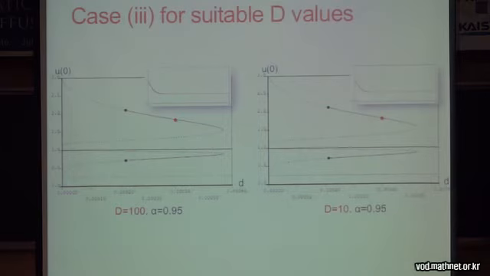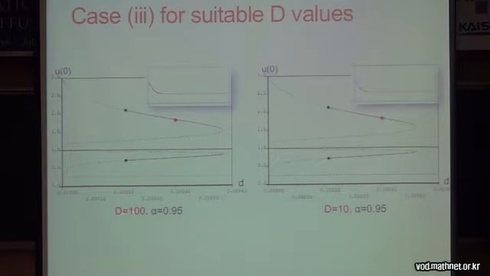So in case 3, for suitable D value, we obtain the same structure. In this case, D is equal to 100. Then in the chemotaxis-growth system, we obtain this type of case 3 bifurcation structure. The horizontal axis means D. Then this D is equal to 100.